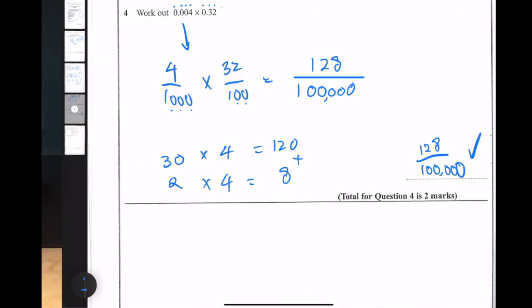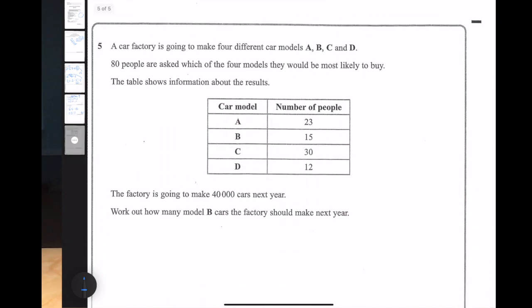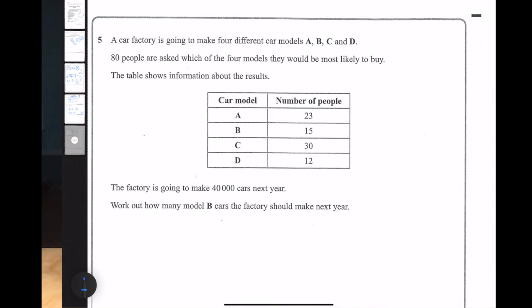So, final question for today's video, number 5. A car factory is going to make 4 different car models, A, B, C, and D. 80 people are asked which of the 4 models they would be most likely to buy. The table shows information about their results. 23 people went for A, 15 for B, 30 for C, and 12 for D. The factory is going to make 40,000 cars next year. Work out how many Model B cars the factory should make for next year.